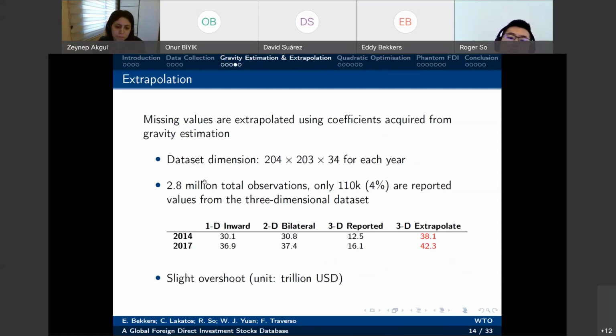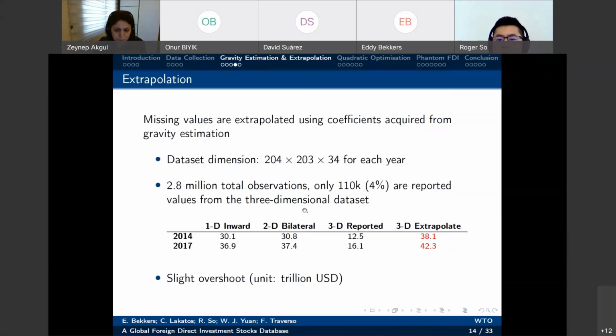And in total, they amount to about 2.8 million observations, which is a huge data set, given that there are only just over 100,000 raw FDI data at the 3-dimensional level. This means that over 95% of the observations are extrapolated.